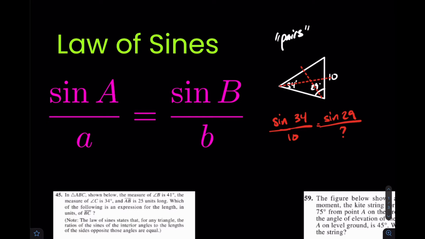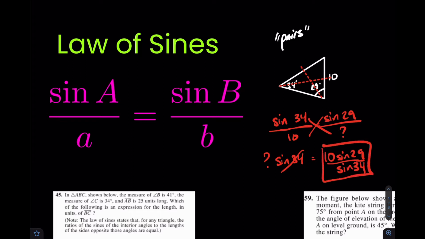At which point, if you have fractions set across an equal sign, what can you always do? You can cross multiply. I end up with sine 34 times question mark equals 10 sine 29. And at the end of the day, how do I get rid of that question mark? Really, how do I get this thing alone? Well, I should divide both sides by sine 34. And what's nice about the ACT is typically they don't even make you simplify this. You just have to dig around the answer choices and pick whichever one has that answer, or really that setup.